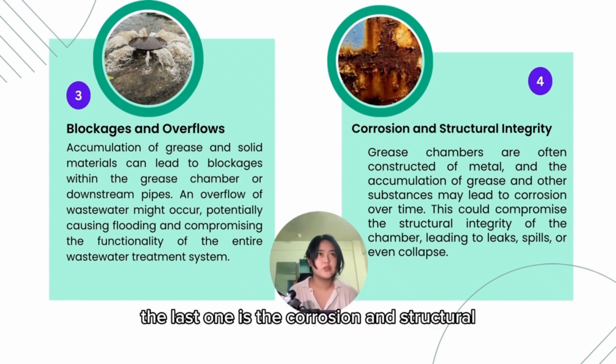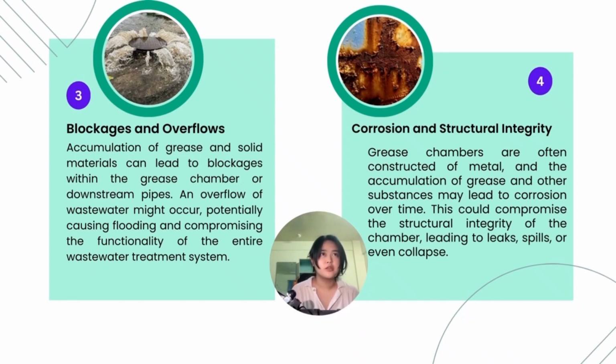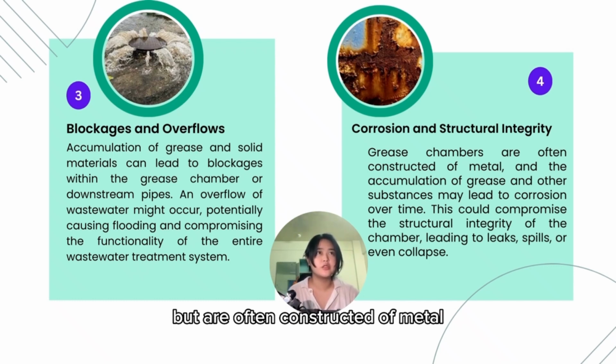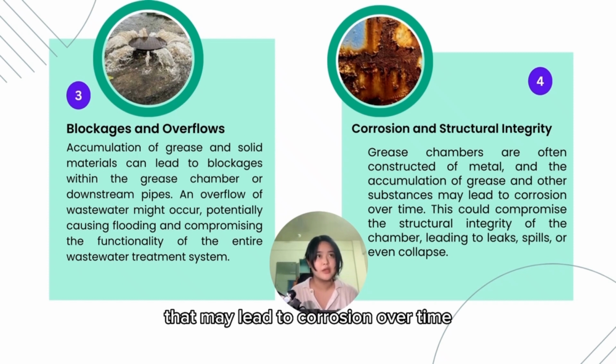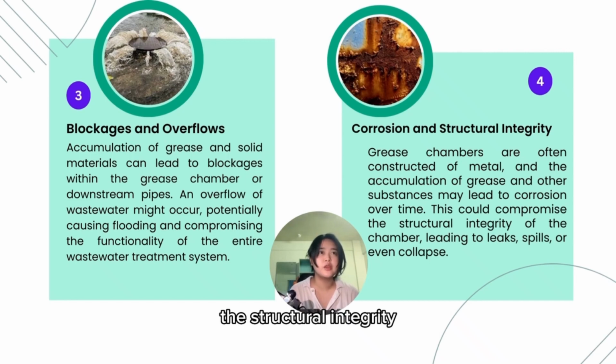The last one is corrosion and structural damage. The grease chambers are often constructed of metal, and accumulated grease and other substances may lead to corrosion over time. This could compromise the structural integrity of the chamber, leading to leaks, spills, or even collapse.